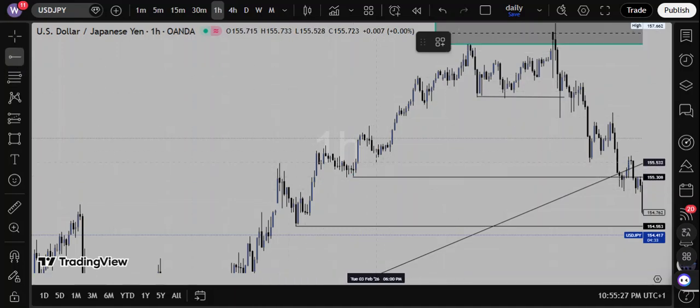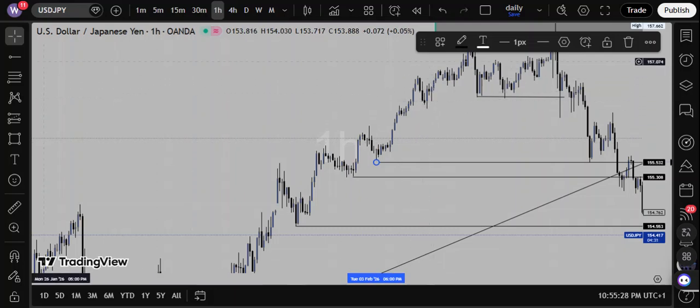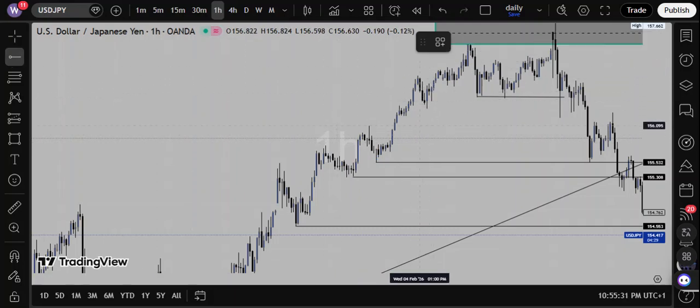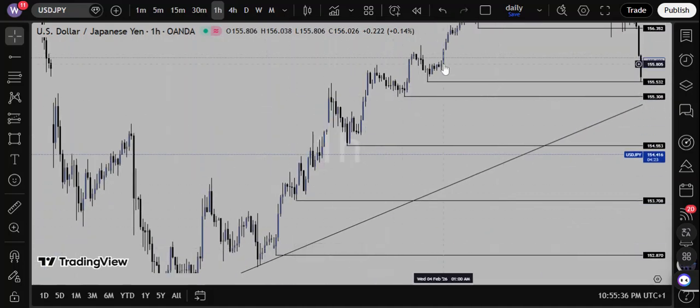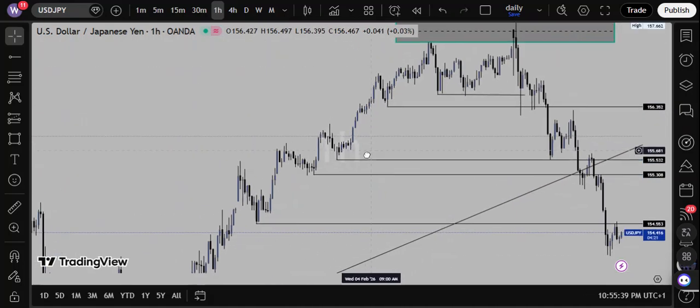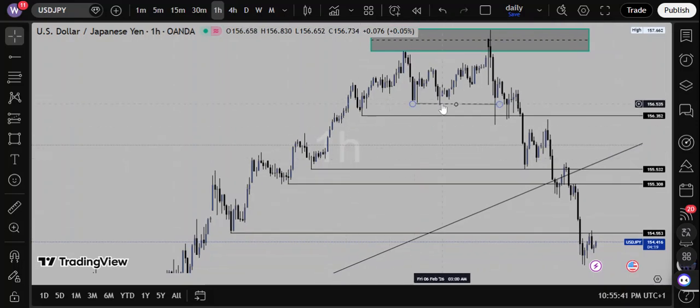So we have a low here, and we have another low right here, right? We have another low right here. So all of these lows, price respected them without sweeping them out. Now, when price got to this point, creating another low here, this low respected this low, right? This low respected this low.